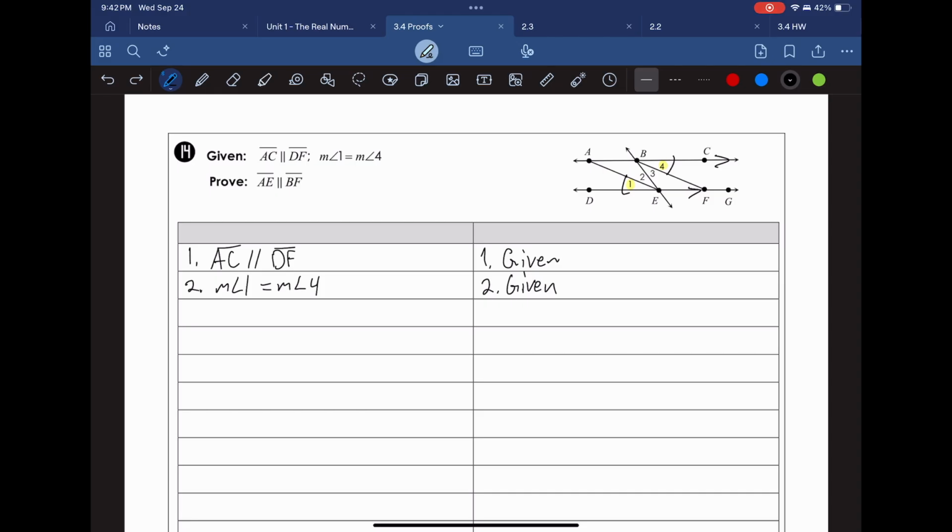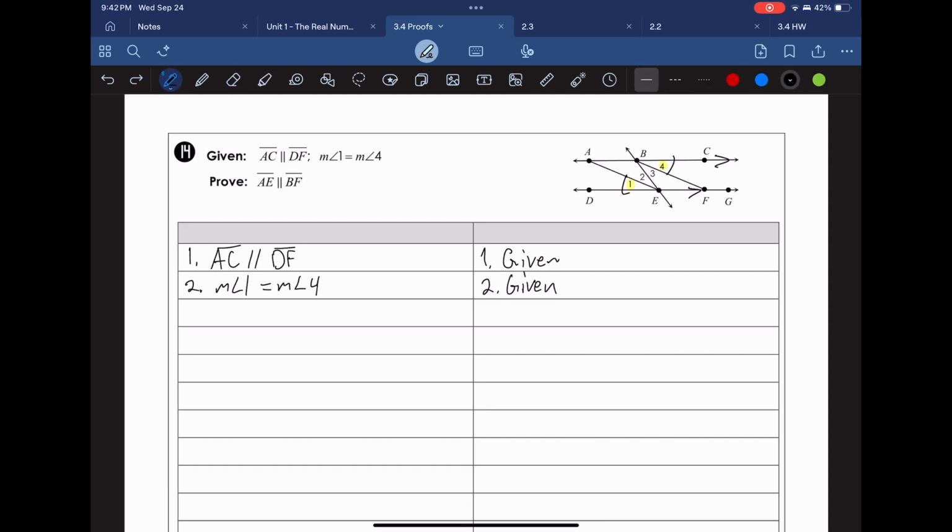What would you call it? Some kind of converse that we've got here. So like your alternate interior converse, right? If you've got two lines like this, and these two angles are congruent, then your lines have to be parallel to each other. That is the converse of what we started with.